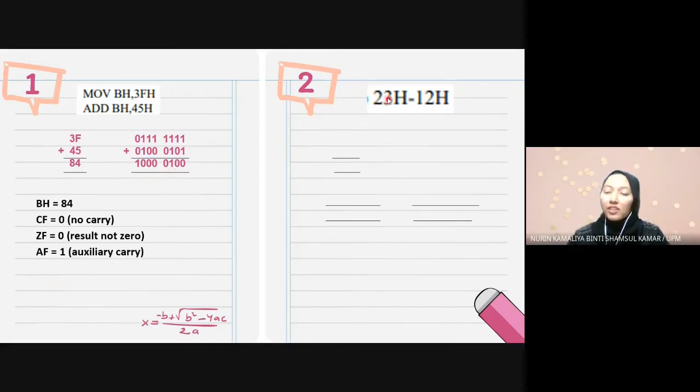Okay, the second question is subtraction. They give you 23H, subtract 12H. So I'll give you 30 seconds to solve the problem.